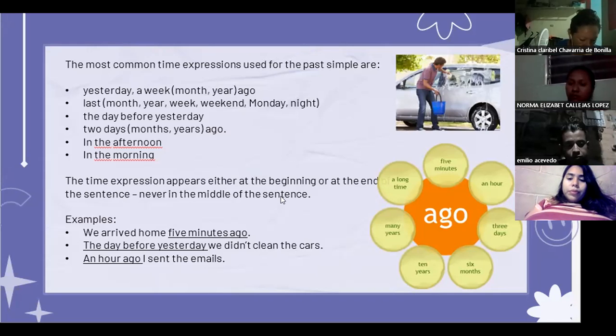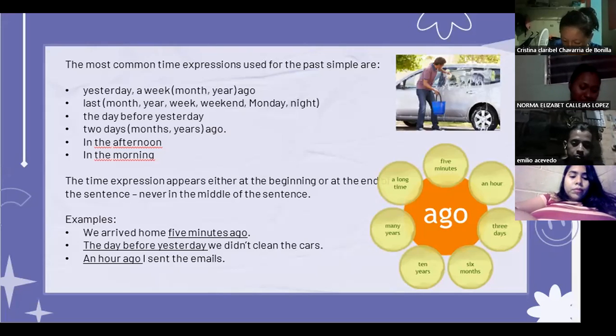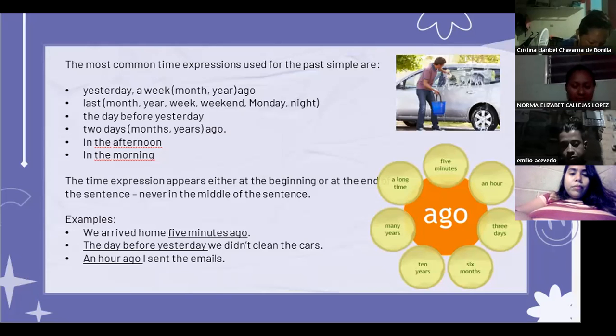Ok, people. A ver, ahora escribamos una cosa que hicimos 10 years ago. Recordemos un poquito. 10 years ago, I... Oh, very good. 10 years ago, I took painting classes.